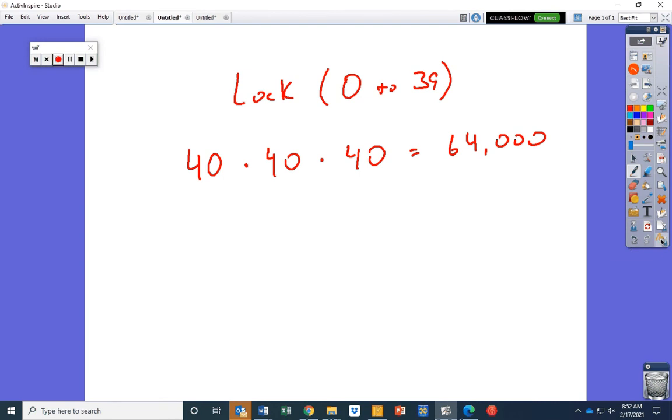Now let's scale it down a little bit. Yesterday, your worksheet talked about number cubes. What is a number cube? It's just a regular die. Okay, and how many sides are on a die? 6.